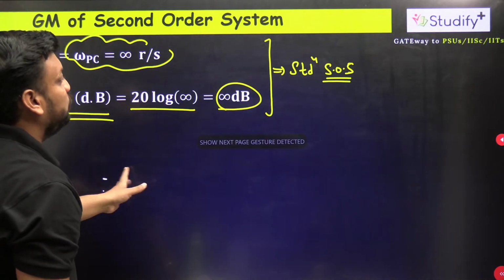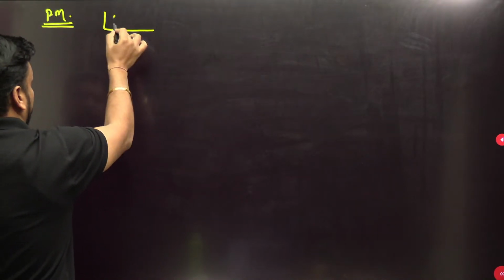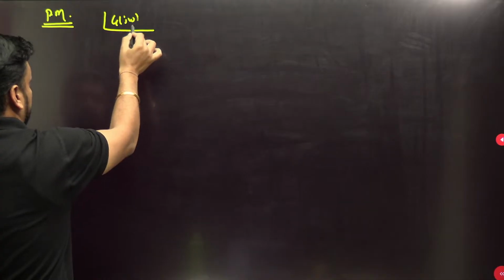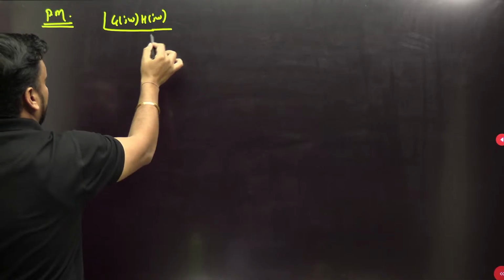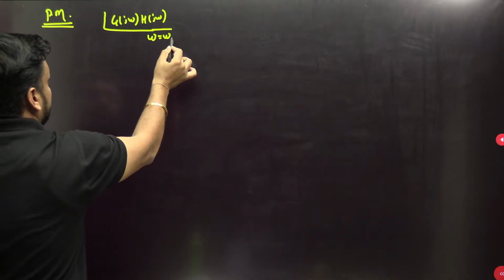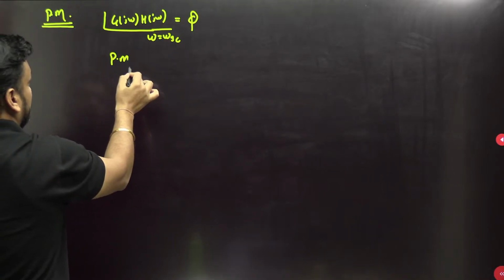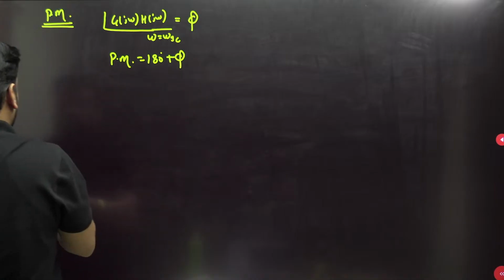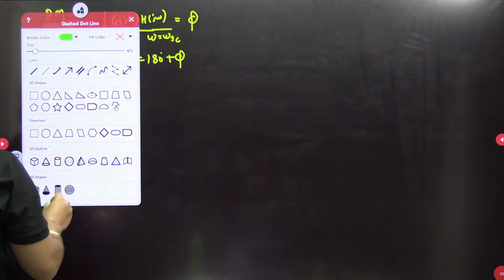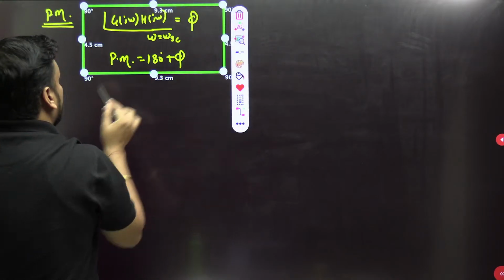Okay. Now students, next, as far as phase margin is concerned, by the definition we should first calculate omega GC, because what is the phase margin formula? The angle of G(j omega)H(j omega) at omega equal to omega GC gives us phi, and the phase margin is nothing but 180 plus phi. So don't you think we now need omega GC?